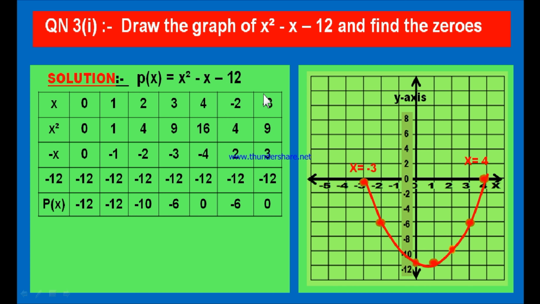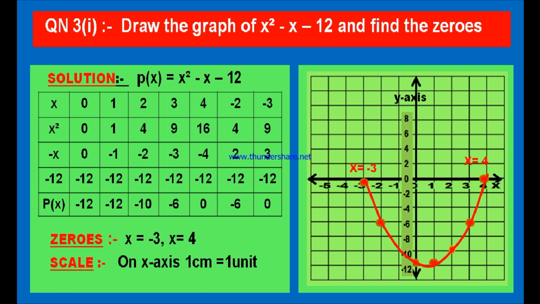After drawing this, you may mention the solution or zeros. x is equal to minus 3 and x is equal to 4. And later you may mention the scale also. Scale on x-axis 1 centimeter is equal to 1 unit and on y-axis 1 centimeter is equal to 2 units.